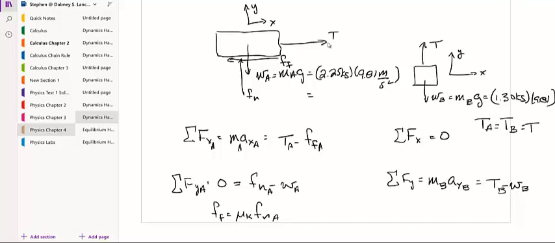Okay, so get our calculator out. 2.25 times 9.81 is 22.1 newtons. Over here we have 1.3 times 9.81, which is 12.8 newtons. Okay, so those are the weights.